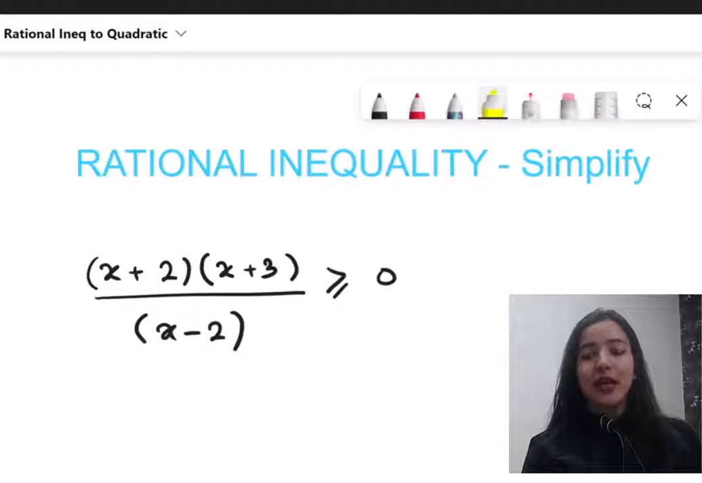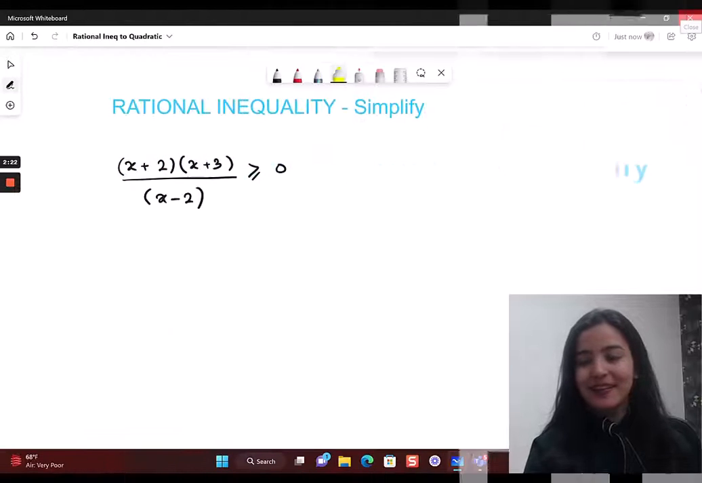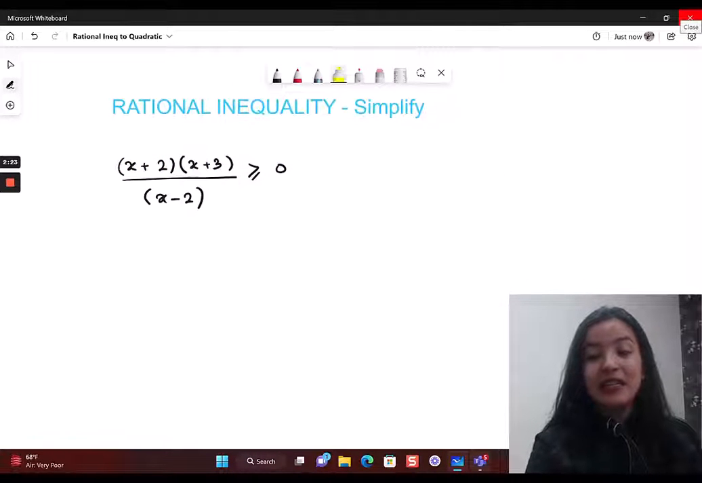Quick question. There is an inequality on your screen right now. Tell me, how are you going to simplify this? What is the first thing that comes to your mind? Did you consider multiplying the left and the right side by the denominator?